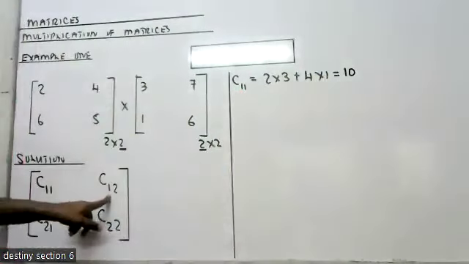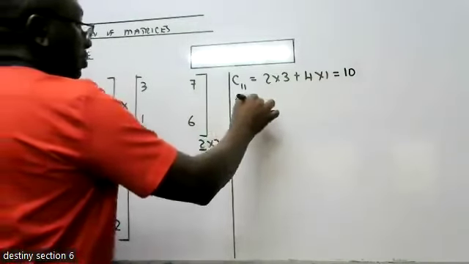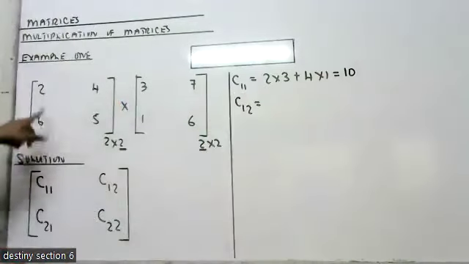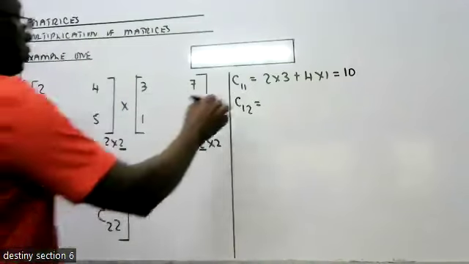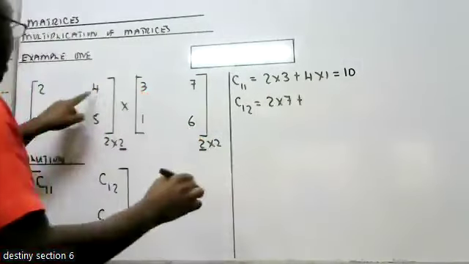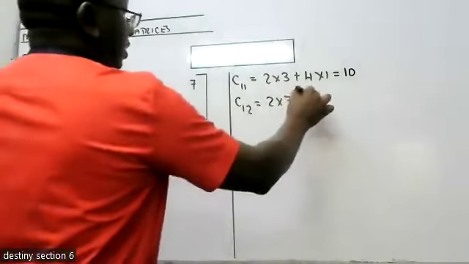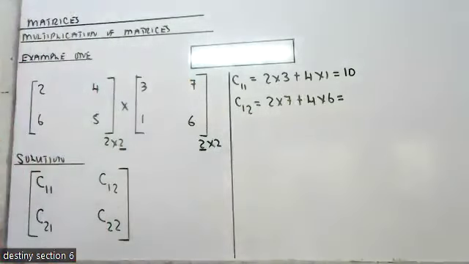You come and get this one, C12. You take the values in row 1 and column 2 now. So that will be 2 times 7 plus 4 times 6. So give me the answer, 2 times 7 plus 4 times 6.